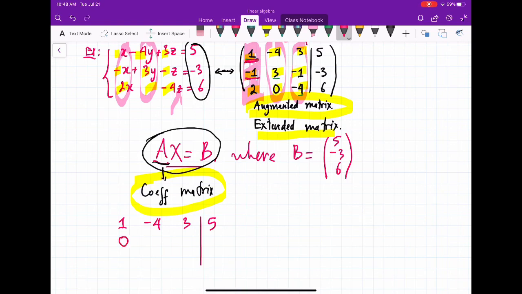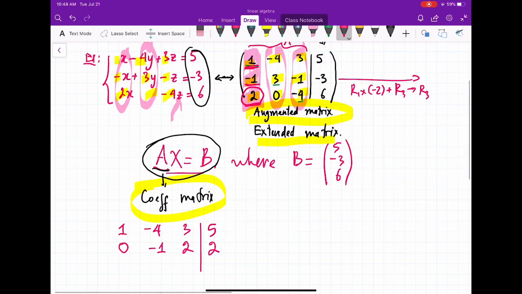So you get 0, and then you get -1, you get 2, you get 2 right here. And for the 2 right here in the third row, I multiply the first row with -2 and add to the third. Okay, add to the third. And let me rewrite this. Just row 1 plus row 2 and add to row 2.